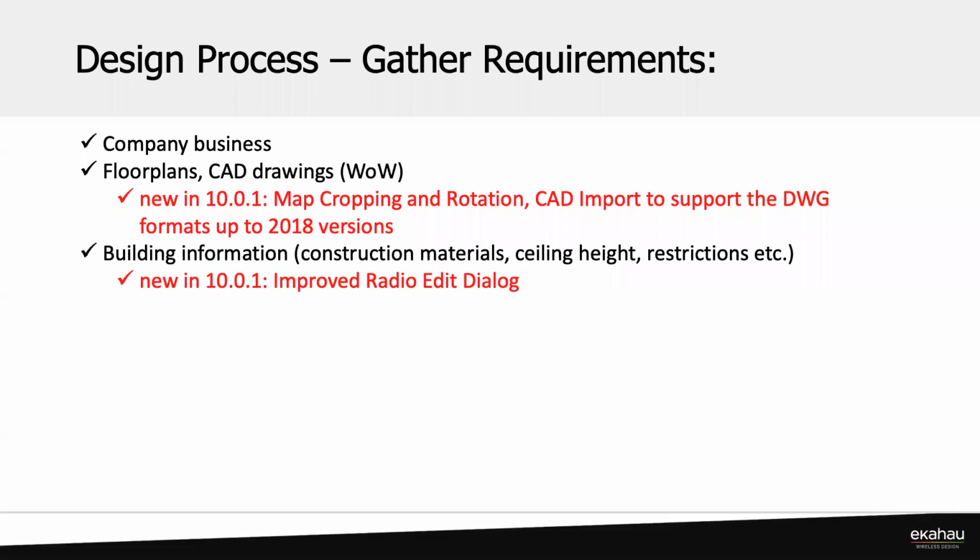What you need to find out also is, of course, building information. So construction materials, ceiling heights, and all that information, which we use later on in the process in Ekahau. And also that has been improved in the radio edit dialog. You can, for instance, now make selections where the AP is mounted. So if you have restrictions, for instance, it's not possible to mount your APs on the ceiling, now in the design, you can also do wall mounting and floor mounting. So that really is a good new feature in 10.01.